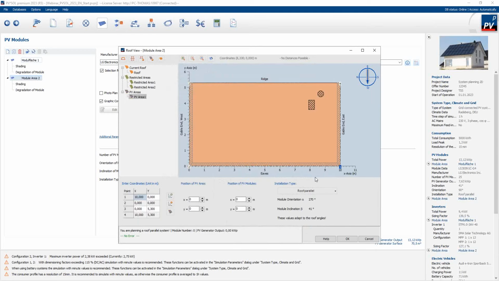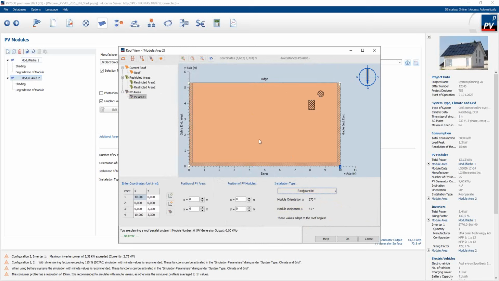And below this, you have to define the installation type. If it's roof parallel, roof integrated with or without ventilation, and if it's a flat roof or an open space, then you can also select mounted or mounted open space. We again have a flush mount installation, and the orientation is 250 degrees. The module inclination is 41 degrees.